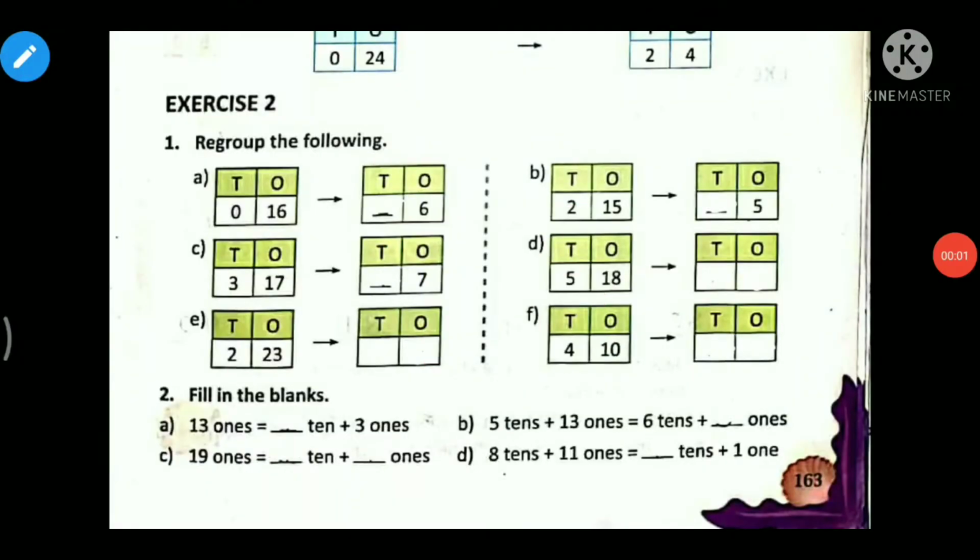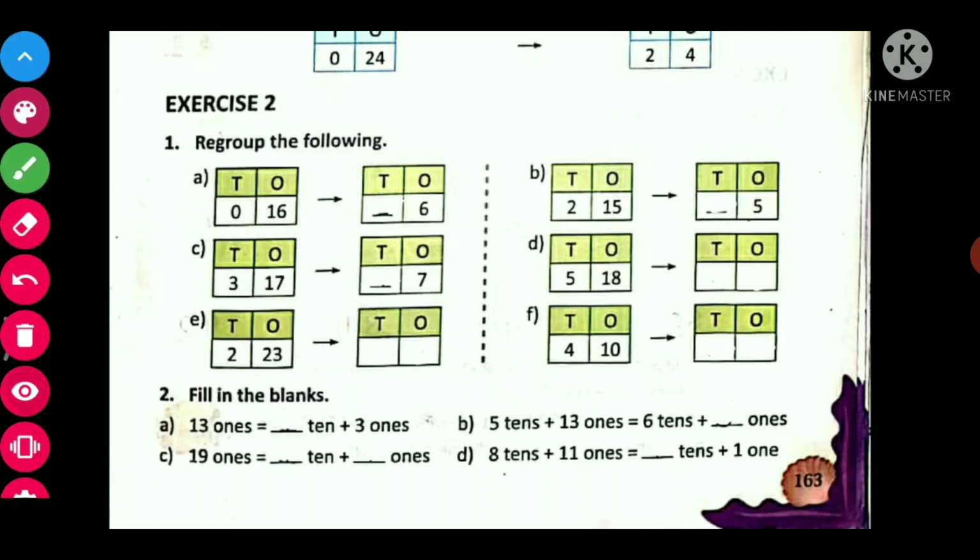Now students, open page 163 and see exercise 2, first question. Regroup the following. So here we have to regroup these numbers. Now see the first one. In ones place 16 is there, and in tens place 0 is there. It is just like leaves. 16 leaves are there in ones place, and in tens place no leaves are there, right?